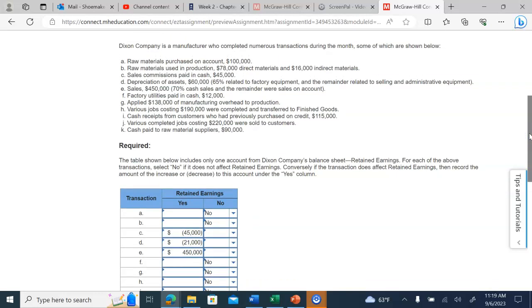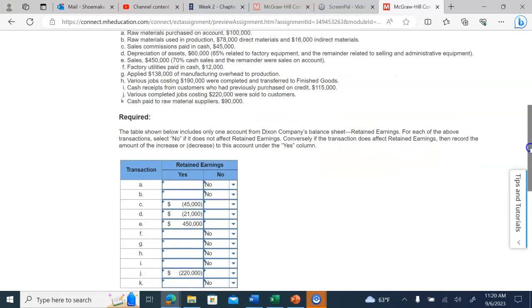E, sales of 450,000. It doesn't matter if it's cash or on account. It's all income, right? J, various completed jobs costing 220,000 were sold to customers. Wouldn't that 220,000 go into cost of goods sold? Make sense? Okay, guys, I'm going to end this.